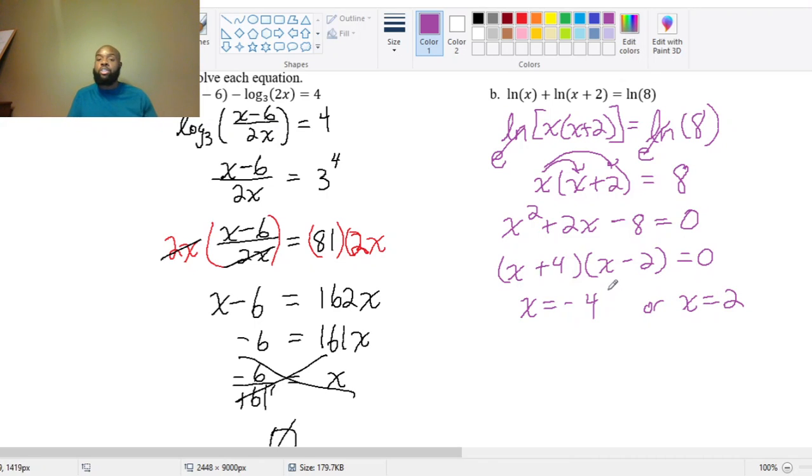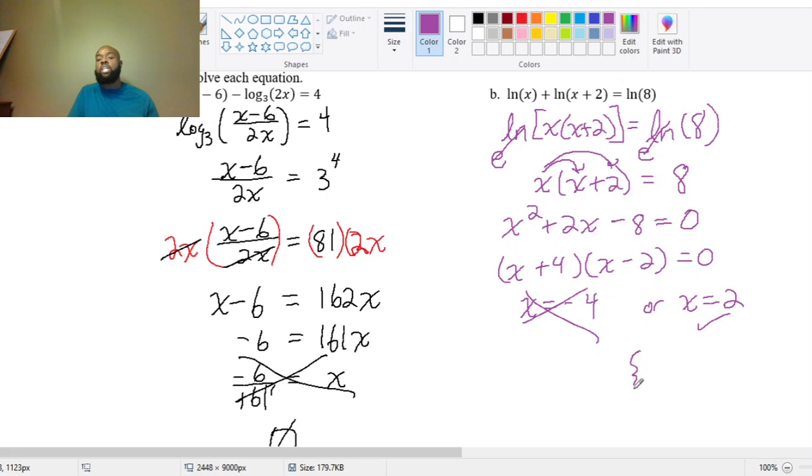Be sure to check your solution. I can already tell that negative 4 is not going to be a solution because when I plug in negative 4 into this or even into that, I'm going to get a negative input, and your natural log function is not defined for negative numbers. However, when I go here with 2, I get the natural log of 2 plus the natural log of 4, and 2 times 4 is 8, so this one works.